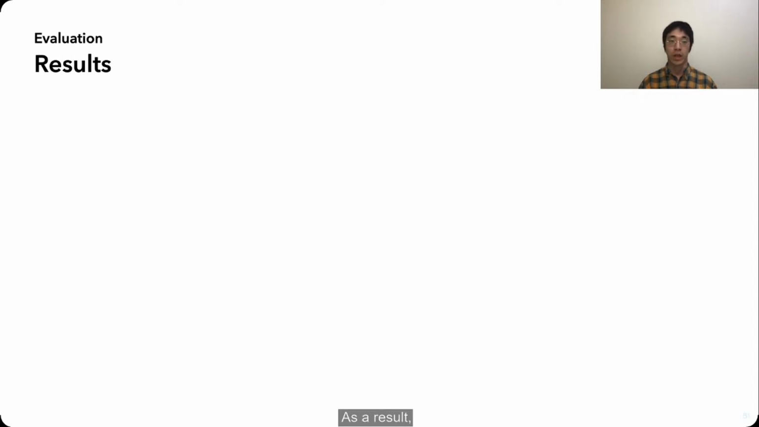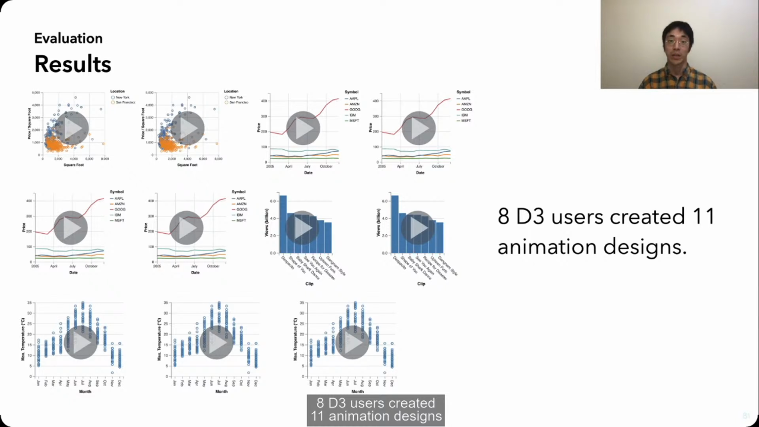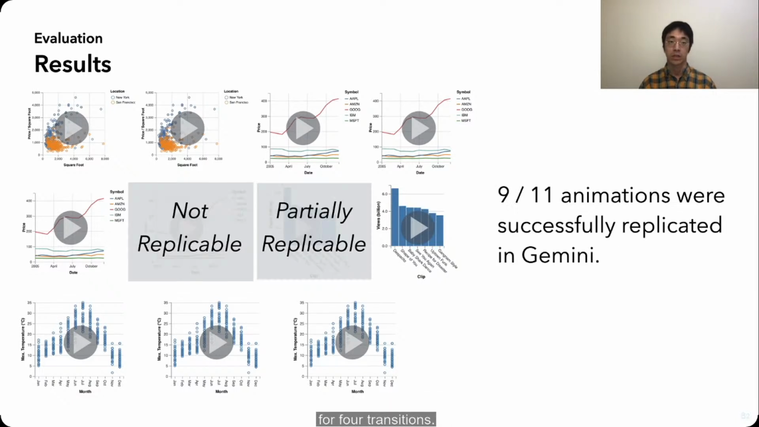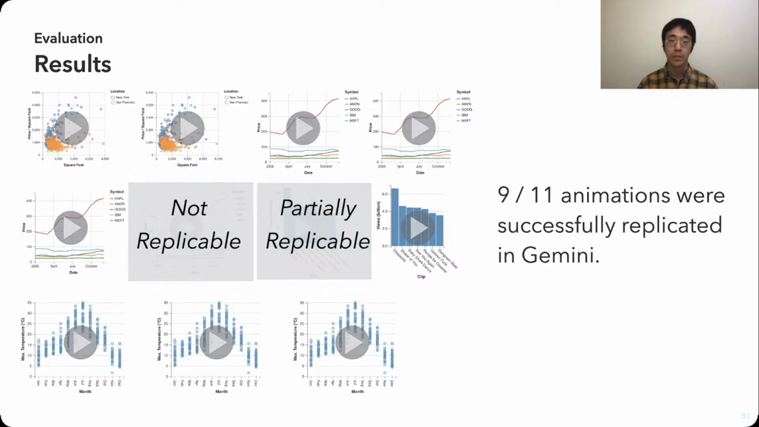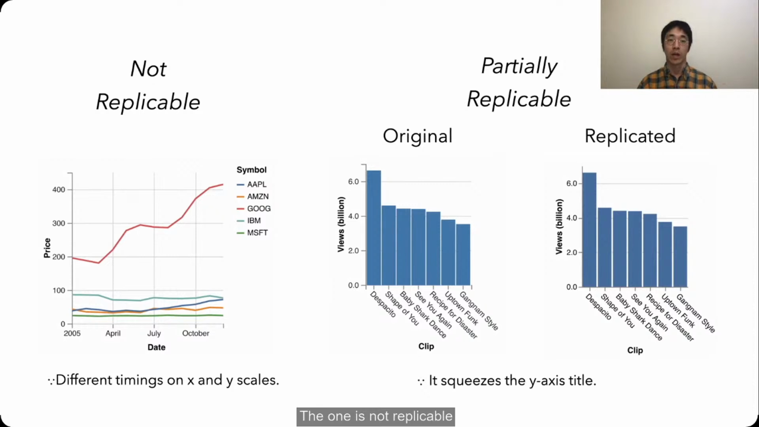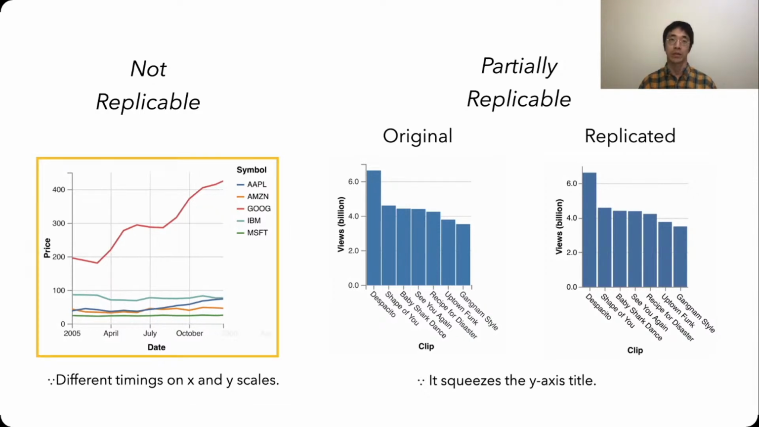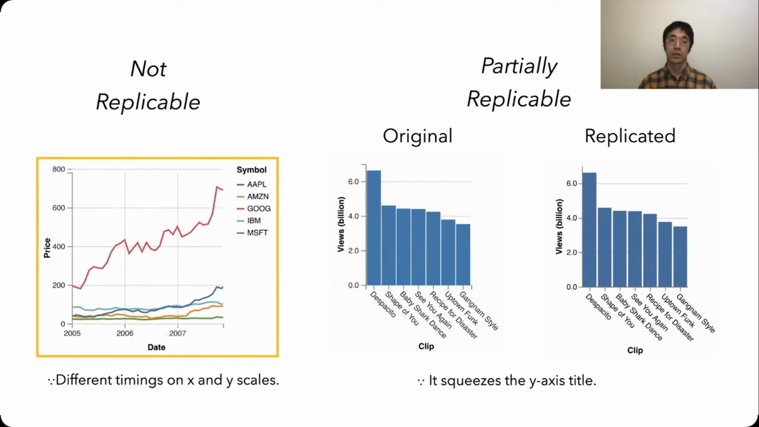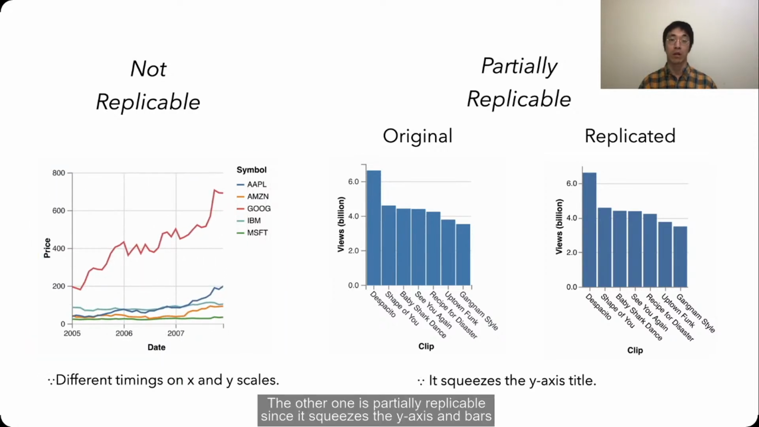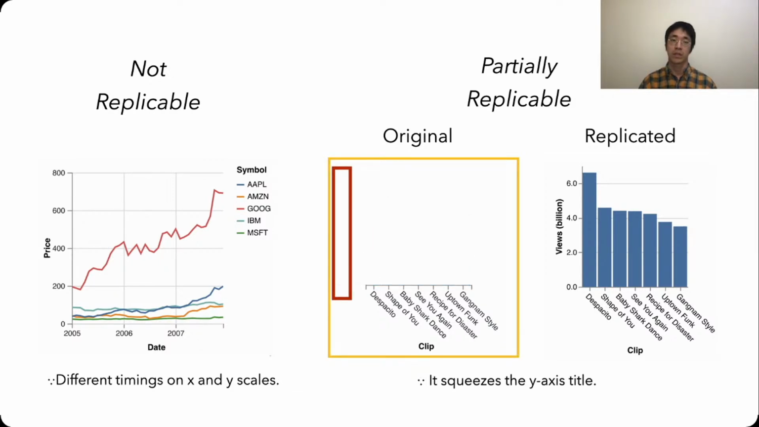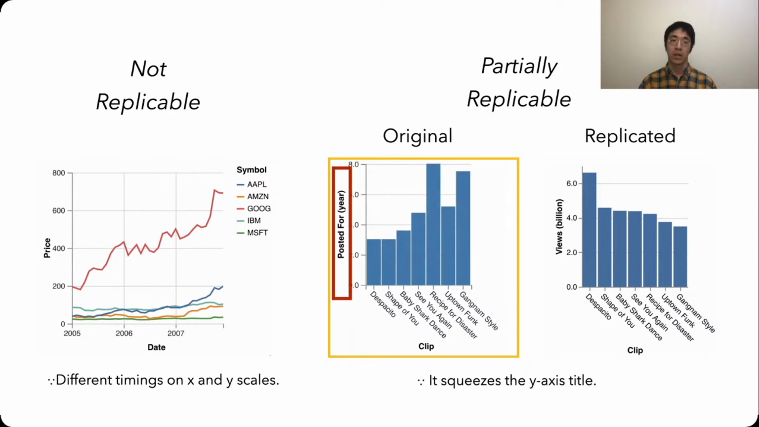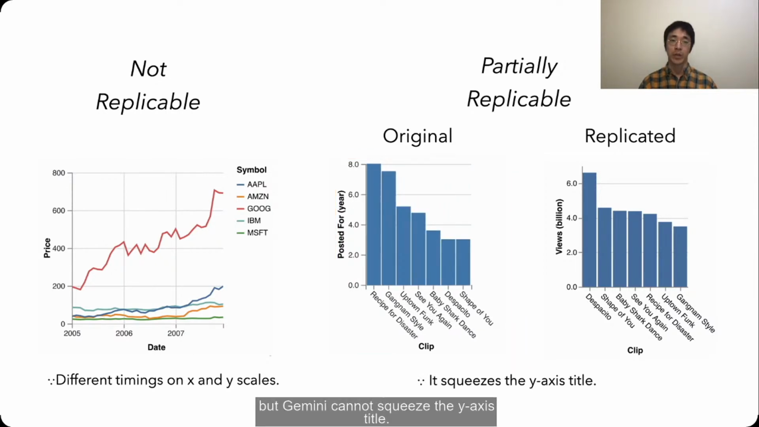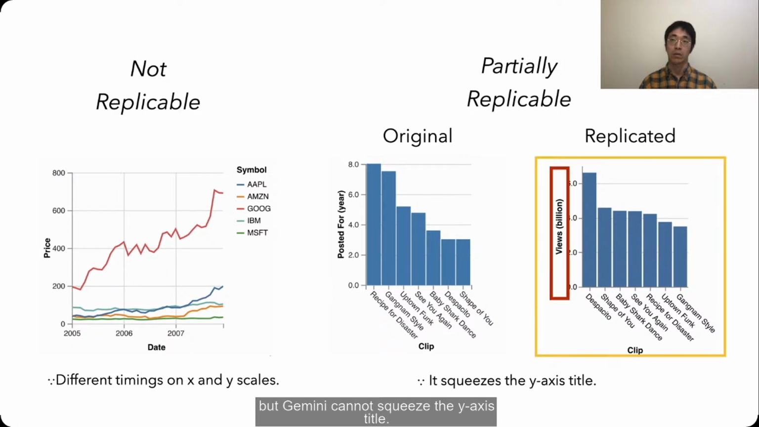As a result, 8 D3 users created 11 animation designs for 4 transitions. 9 out of 11 were successfully replicated in Gemini. One is not replicable, since its line mark applies different timing on X and Y scales. The other one is partially replicable, since it squeezes the Y-axis and bars. But Gemini cannot squeeze the Y-axis title.